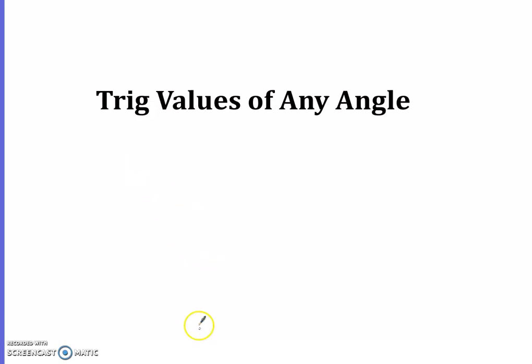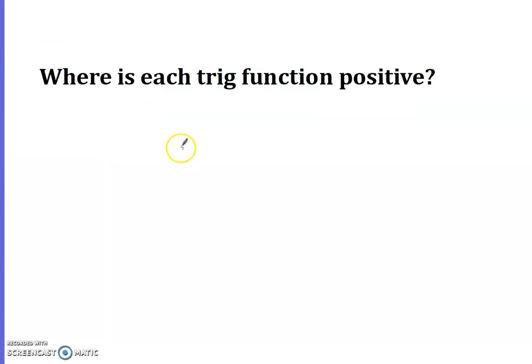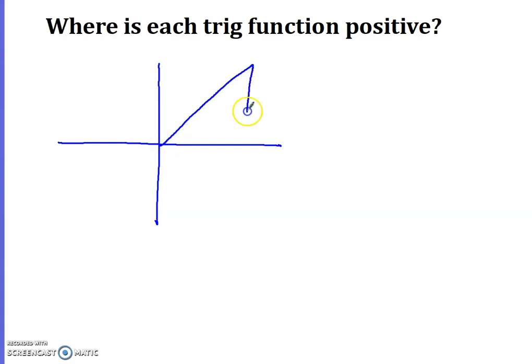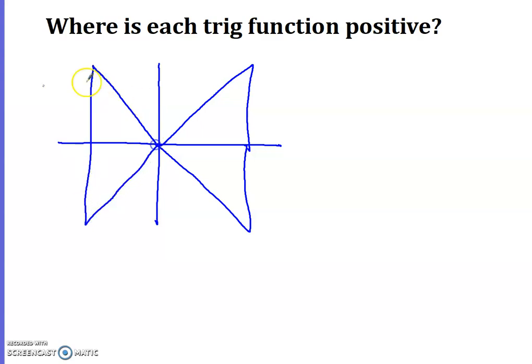So for this lesson, we're going to be doing trig values of any angle. To start, we're going to talk about where each trig value is positive and where each trig value is negative. So I am going to construct just a coordinate plane and draw a triangle in each quadrant and talk about what is happening at each quadrant.